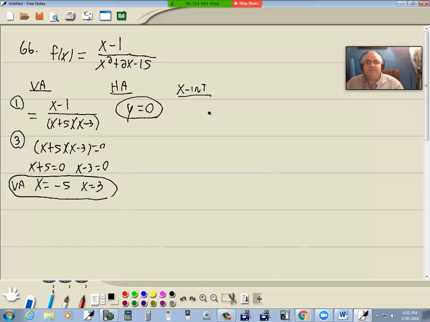Now, our x-intercept. When you're finding intercepts, you always plug 0 in for the other variable. So if we're finding the x-intercept, we plug 0 in for y. So I've got 0 is equal to x minus 1 over x squared plus 2x minus 15. Now this is a rational equation. And to solve a rational equation, you multiply everything by the LCM of all your denominators. We only have one denominator, so that is our LCM. So we'll multiply that times 0. And we'll multiply it times this fraction.